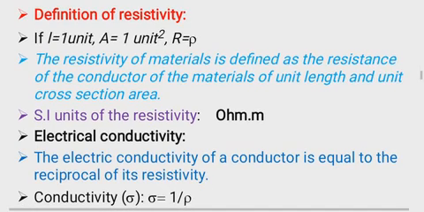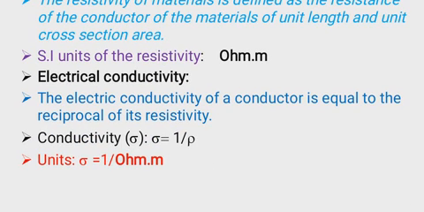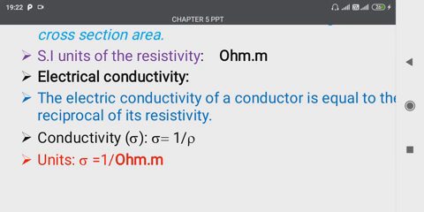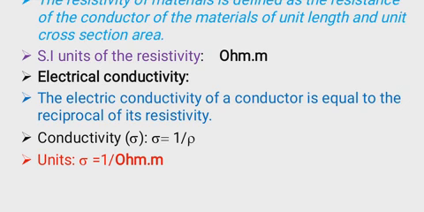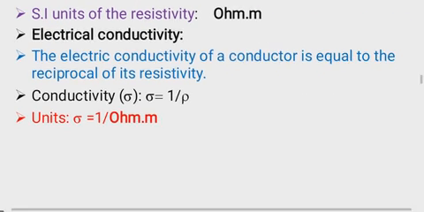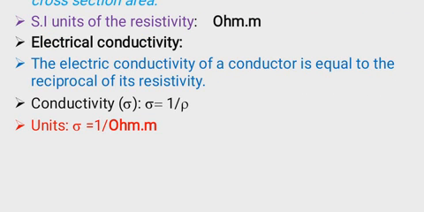Now we can discuss electrical conductivity. Electrical conductivity is inversely proportional to electrical resistivity. That means conductivity sigma equal to 1 by rho, and the unit of electrical conductivity is 1 by ohm meter.